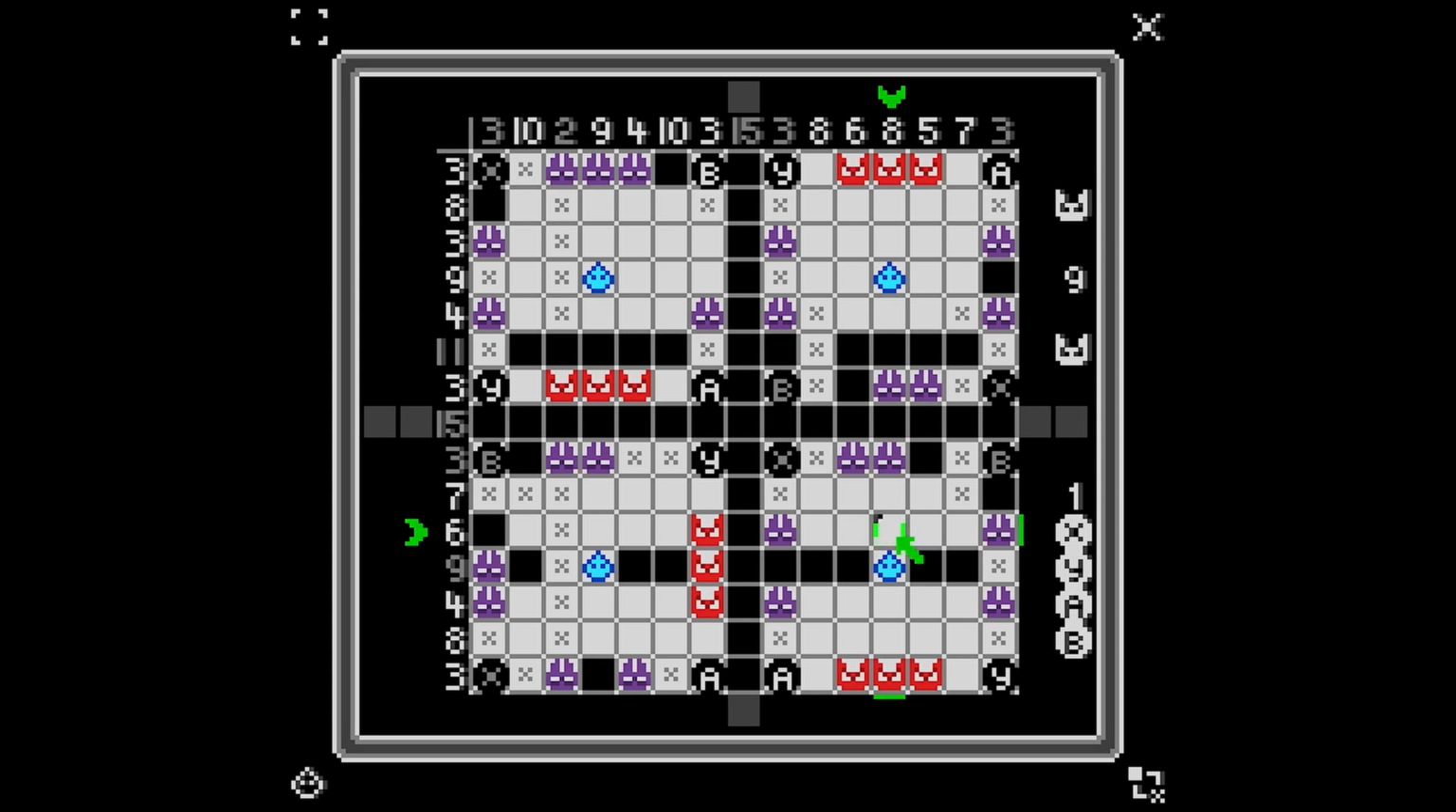That means that we have 1, 2, 3, 4, 5, 6, 7 non-walls. That means the rest are walls. And then one of these is a wall. And now there's something similar here. Let's see. 1, 2, 3, 4, 5. Yeah, one of these is not a wall. Therefore, the rest of this row can be filled in with walls.